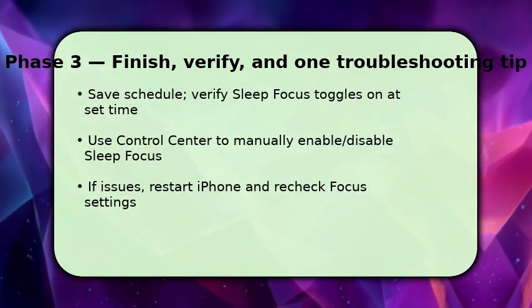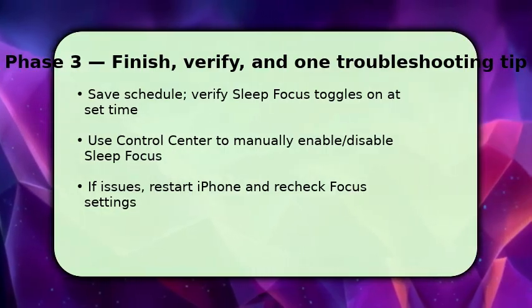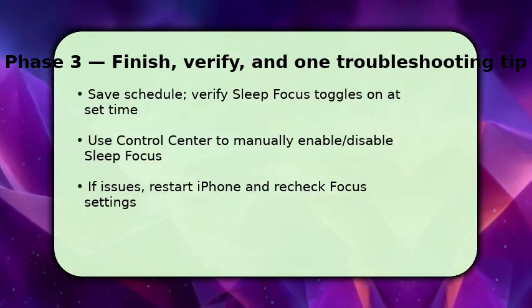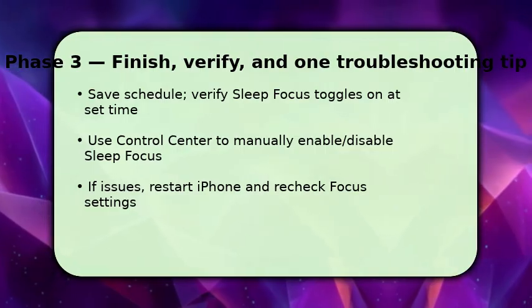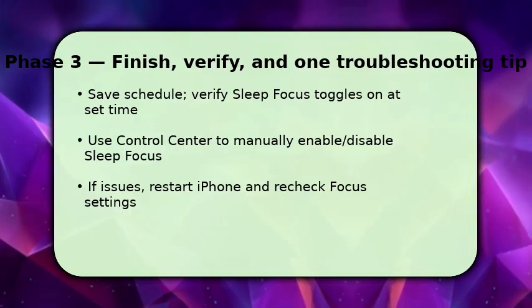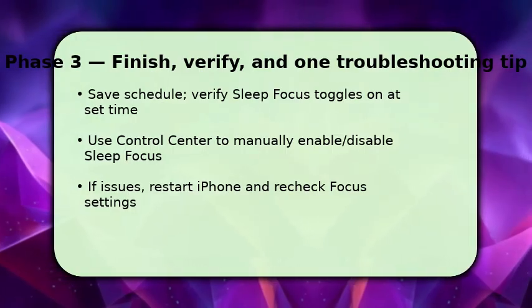If the phone doesn't behave, restart it, then revisit Settings Focus Sleep to confirm schedule and allowed notifications. If problems persist, disable Smart Activation and set a manual schedule. This removes automation variables and reveals whether a scheduling conflict or a software hiccup was blocking sleep mode.